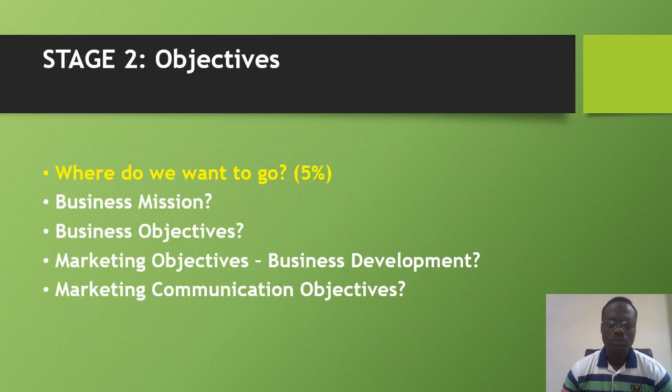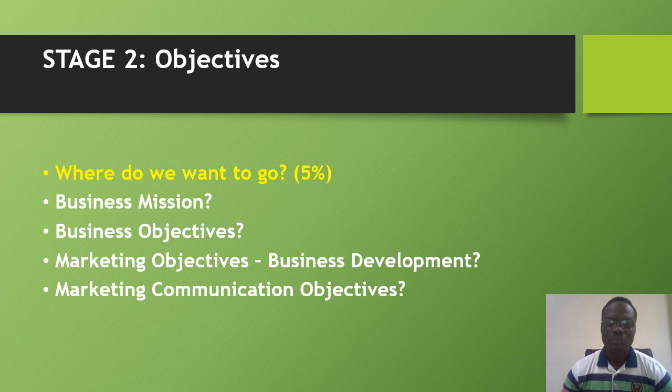Now, stage two, we need to look at objectives, because the O in SOSTAC stands for objectives. Where do we want to go? It's still about the goal. It's about the target. It's about what you want to achieve. And that takes about 5% of your planning time.